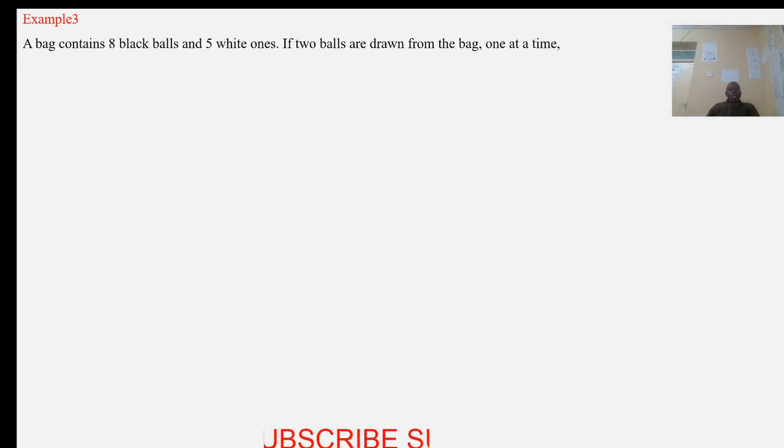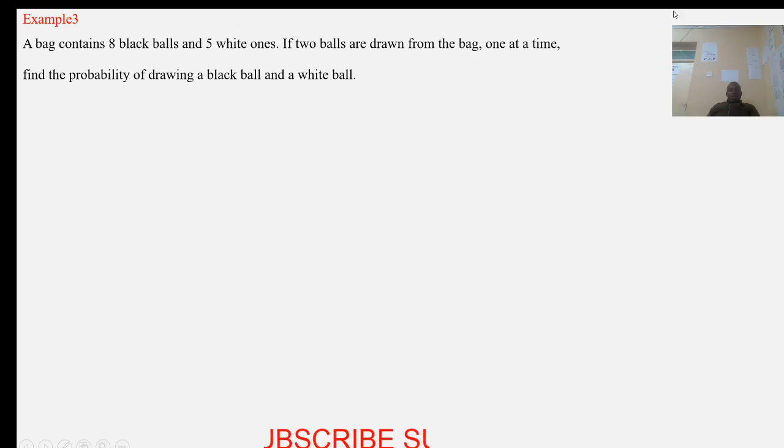Example 3. A bag contains 8 black balls and 5 white ones. If 2 balls are drawn from the bag, one at a time, the bag contains 8 black and 5 white ones, so that means the total is 13 balls. Now, find the probability of drawing a black ball and a white ball.